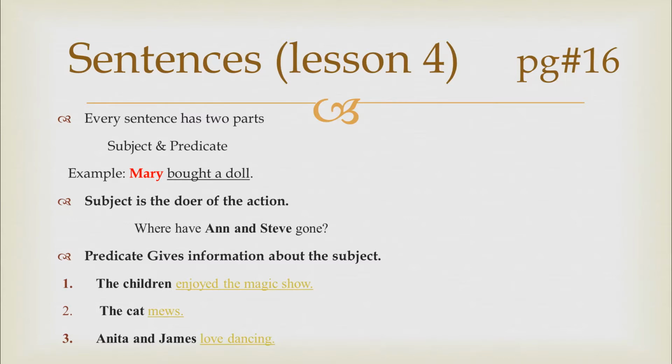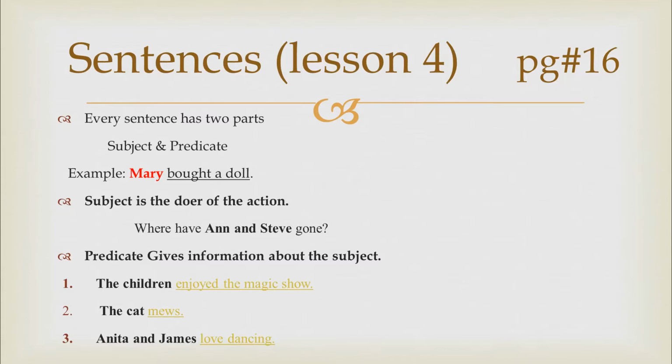Let's start with our portion of English grammar. Lesson number 4, Sentences, at page number 16. There are 2 concepts given in this lesson. One is subject and the other is predicate. What is a subject? Subject is the doer of the action. In the sentence, the person who performs the verb is the subject of the sentence.